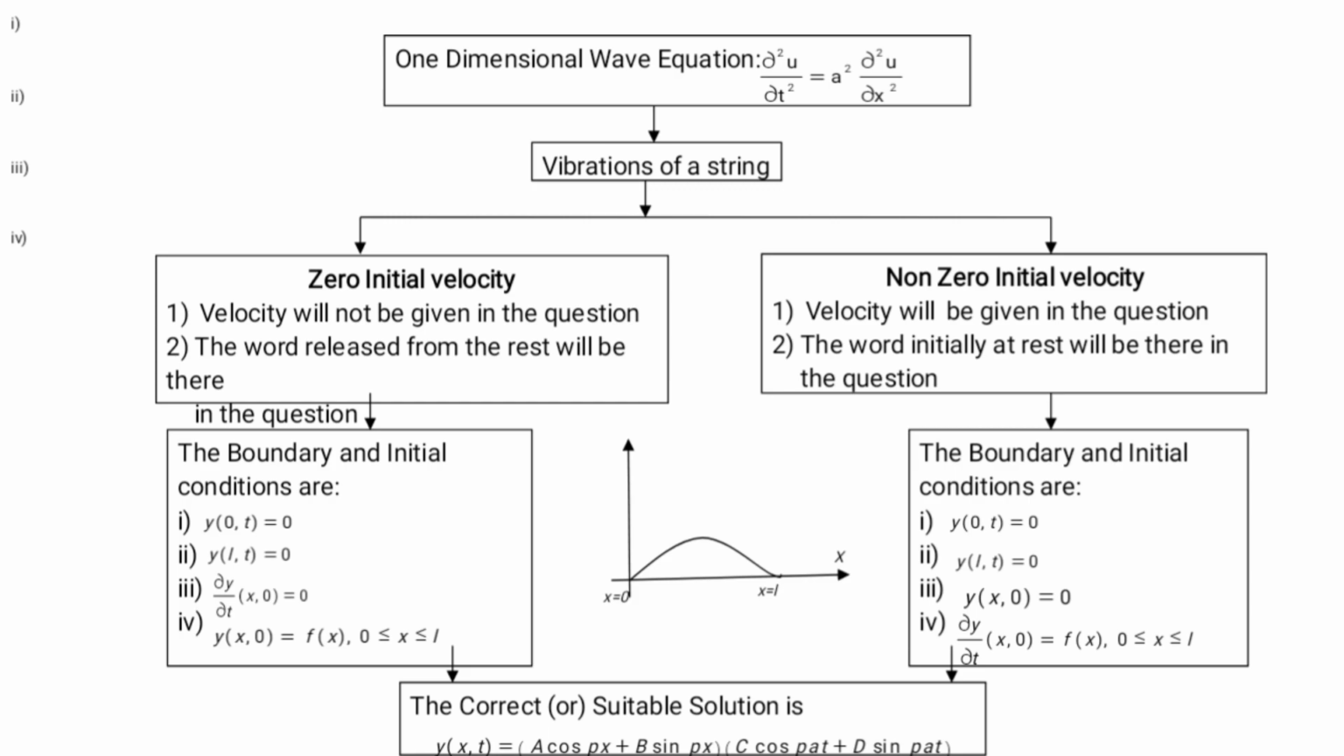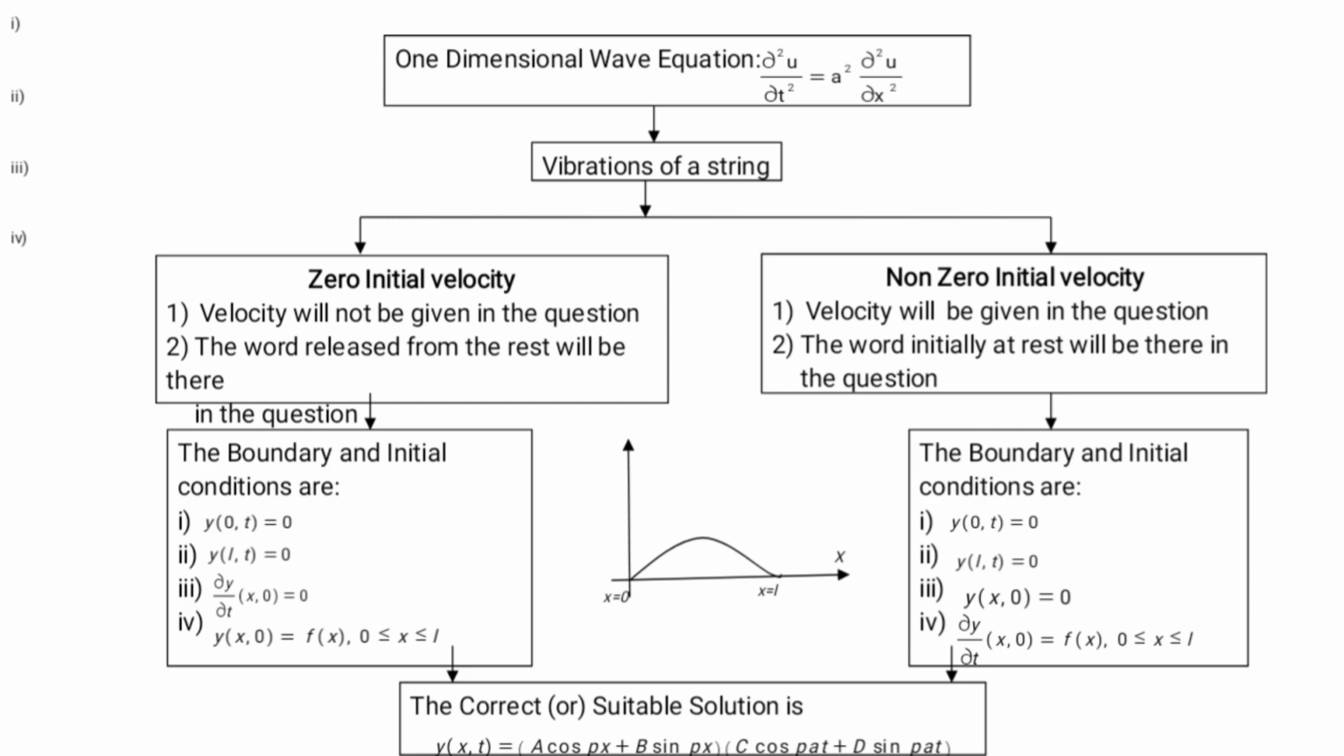The boundary conditions and initial conditions are y of 0 comma t is equal to 0, y of l comma t is equal to 0. Both are the boundary conditions. So the boundary conditions are the same for both the methods, and only the remaining initial conditions change. So y of 0 comma t equal to 0, y of l comma t equal to 0, ∂y/∂t at x comma 0 equal to 0, and y of x comma 0 equal to f of x.